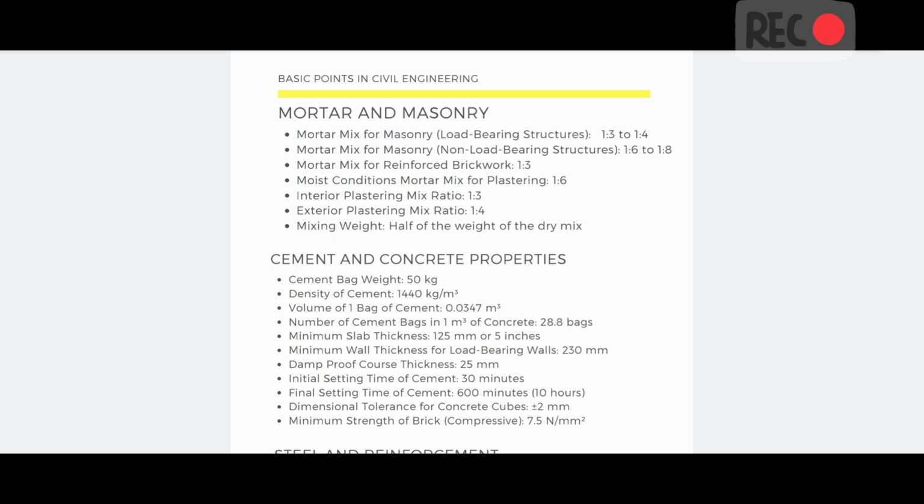1.5 meters. Mortar and masonry. Mortar mix for masonry load bearing structures 1:3 or 1:4. Mortar mix for masonry non-load bearing structures 1:6 to 1:8. Mortar mix for masonry for reinforced brick 1:3. Moist conditions mortar mix for plastering 1:6. Interior plastering 1:3. Exterior 1:4. Mixing water weight half of the weight of the dry mix.